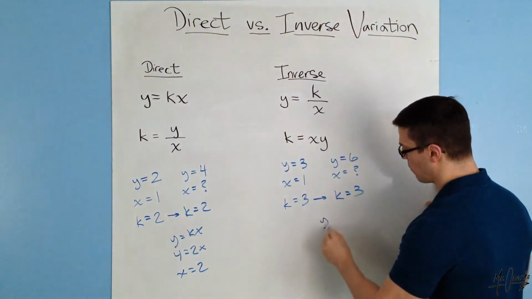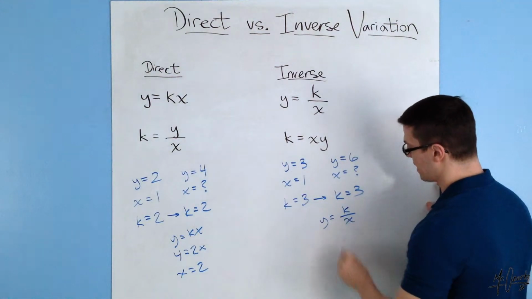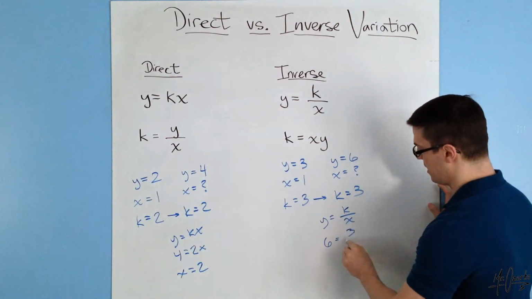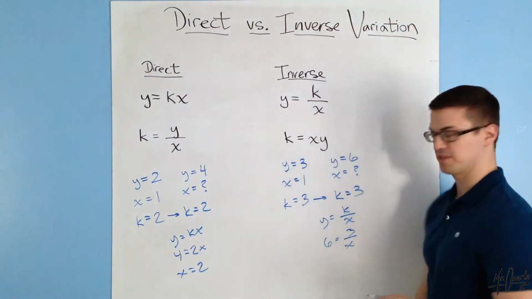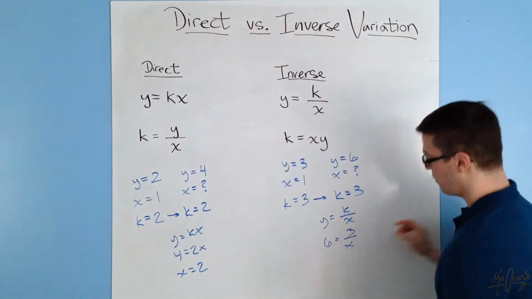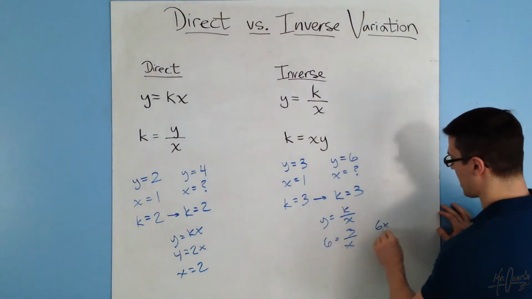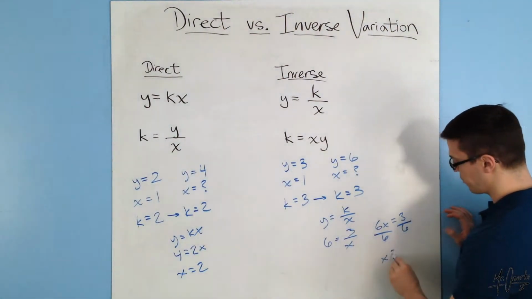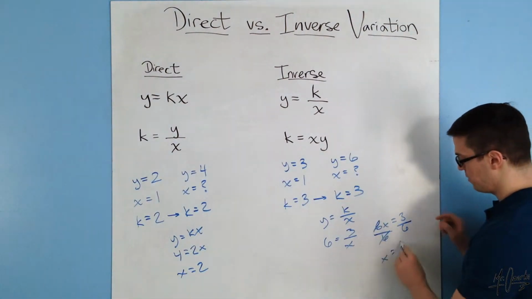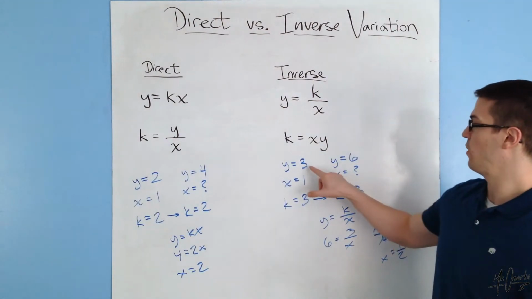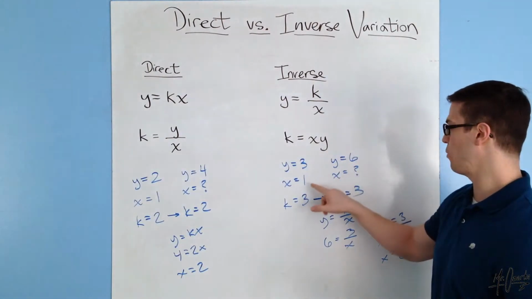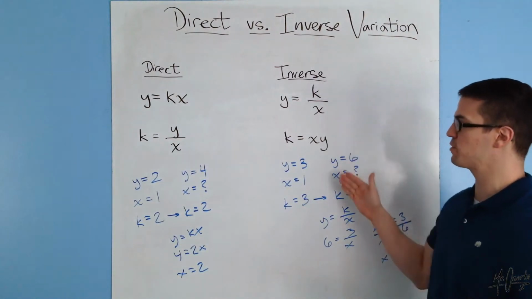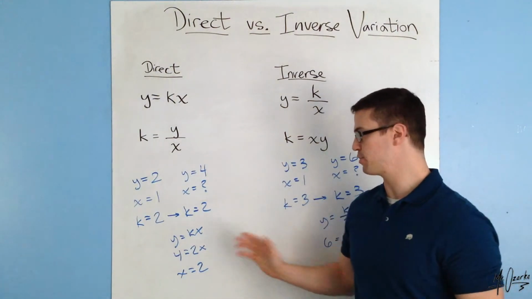So we need to solve for x here. Let's put our equation in. Y is equal to k over x. We have y equal to 6, k is equal to 3, and we're solving for x. We multiply both sides by x, and we get 6x is equal to 3. Divide both sides by 6, and you end up with x is equal to 3/6, which is equal to 1/2. So y went from 3 and doubled to 6, and the x went divided by 2 to get 1/2. That's inverse variation and how it differs from direct variation.